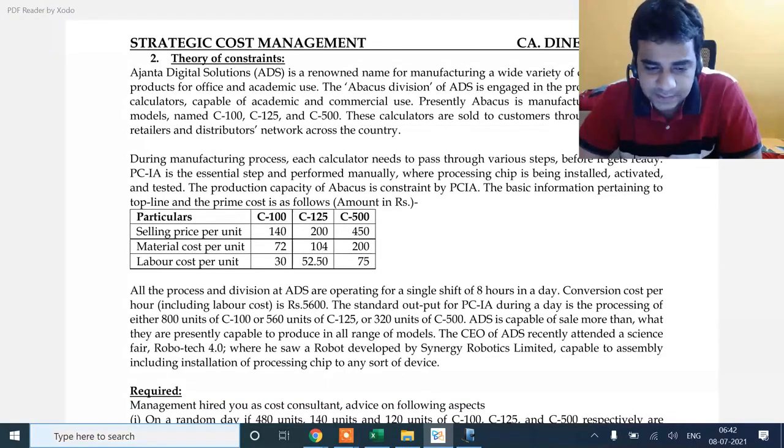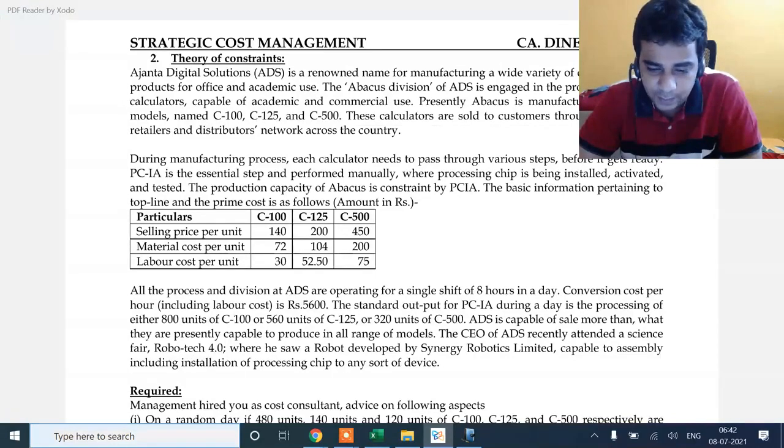All the processes and divisions at ADS are operating for a single shift of 8 hours in a day. Conversion cost per hour including labor cost is 5600. Standard output during a day is either 800 units of C100 or 560 units of C125 or 320 units of C500. ADS is capable of selling more than what they are presently capable of producing in all range of models.